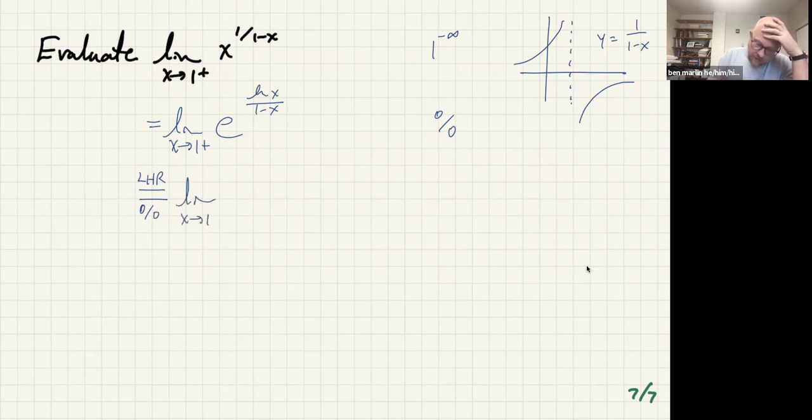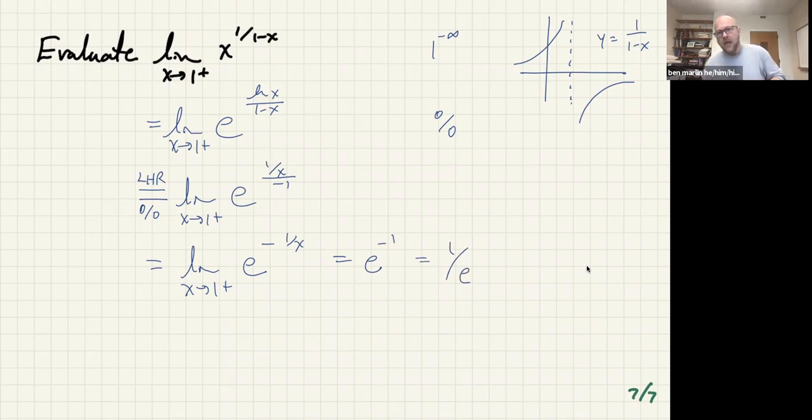Limit as x goes to 1 from the right, e to the power 1 over x, that's the derivative of log x, and for 1 minus x, the derivative of that is just minus 1. So that says that we are taking the limit as x goes to 1 from the right of e to the minus 1 over x. Well, that's not an indeterminate form. That is just e to the minus 1, or if you prefer, 1 over e. Yay!